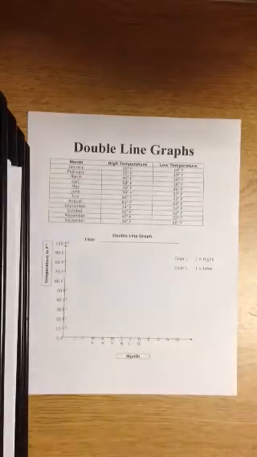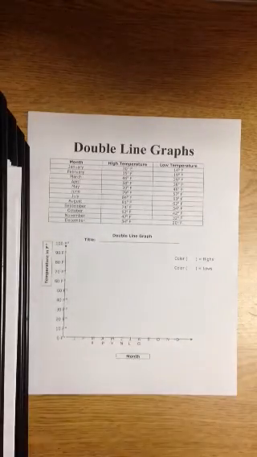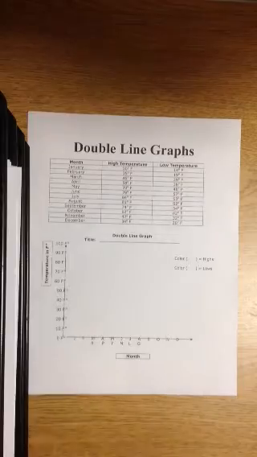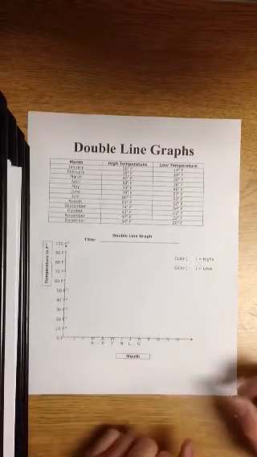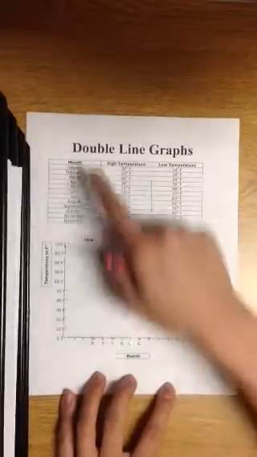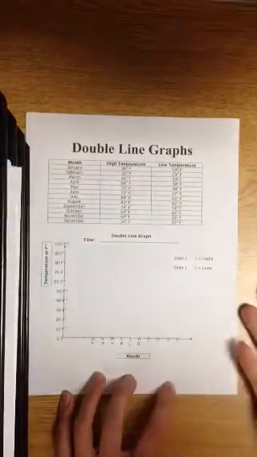We're going to talk about double line graphs. So it's like a line graph, but double the lines. A line graph shows changes over time. For example, this line graph will show changes over different months.